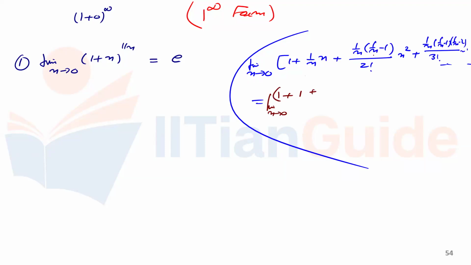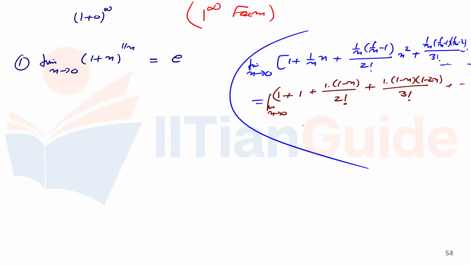After that, I simplify this term. 1 by n, I will take LCM, (1 minus n) divided by n square will get cancelled. So I am left with 1 multiplied by (1 minus n) divided by 2 factorial. N square will get cancelled. Similarly, the third term, if I take LCM and simplify, I am getting 1 into (1 minus n) into (1 minus 2n) divided by 3 factorial. N cube will get cancelled and so on.